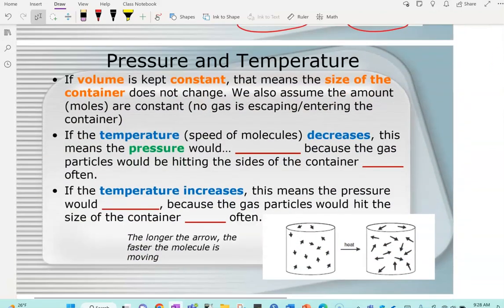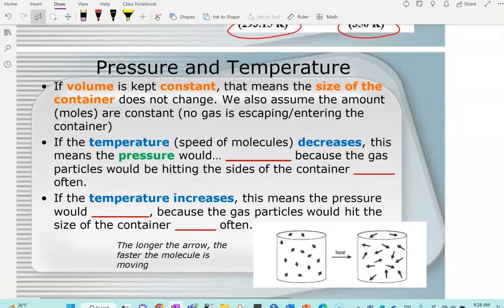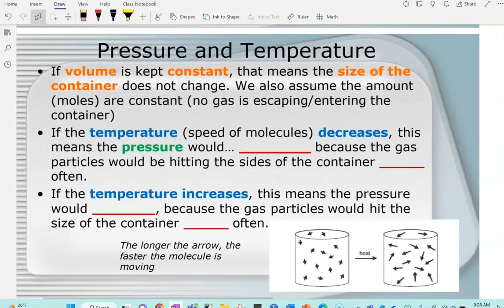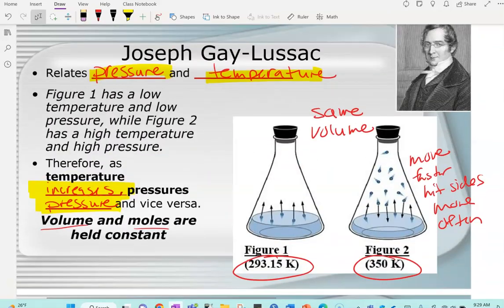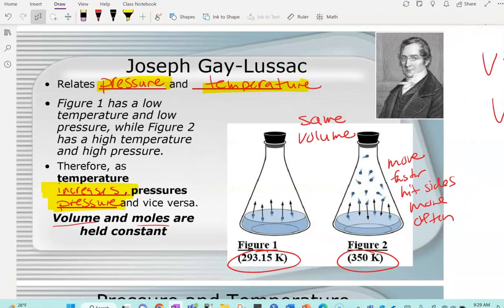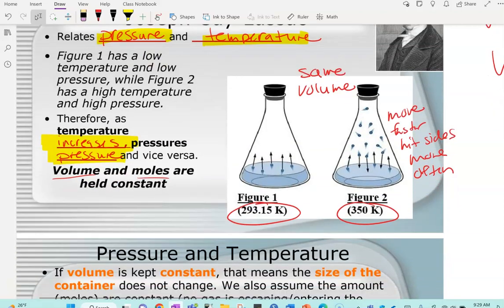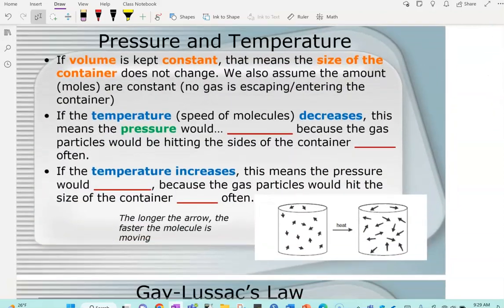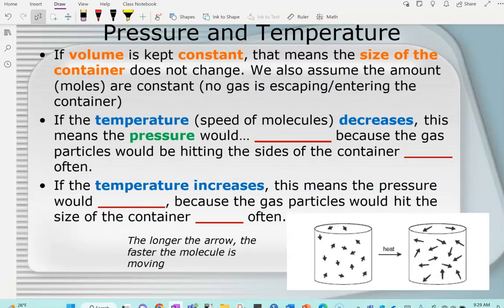So remember, Boyle's law was a little bit different because the relationship was what we call inverse, versus this is called a direct relationship. And I'll get to that in one moment. But just to summarize an explanation of what is happening.